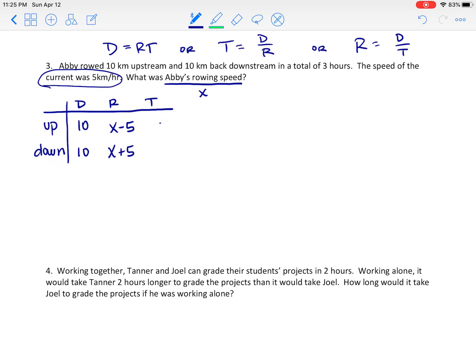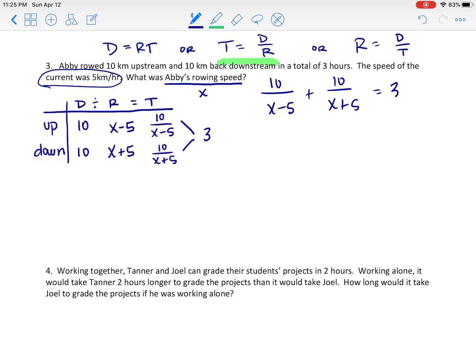Now, I don't know how much of the 3 hours goes in either one of these spots, and so this is what's going to tell me which formula I'm using. Since the time spot is empty, that tells me to use the time equals version of the formula. So time is equal to distance divided by rate. So I'm going to take my distance of 10 and divide it by my rate of x minus 5, and the same thing here. Distance divided by rate has to equal time, and the total time for these two trips together has to be 3 hours. So our equation is going to be 10 over x minus 5 plus 10 over x plus 5 equals 3.